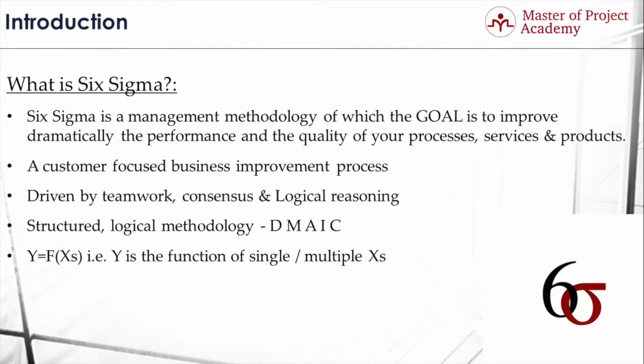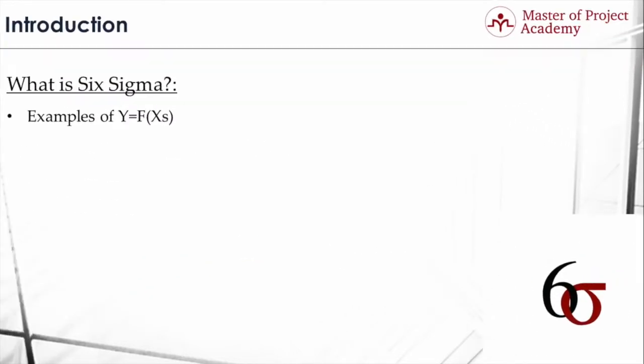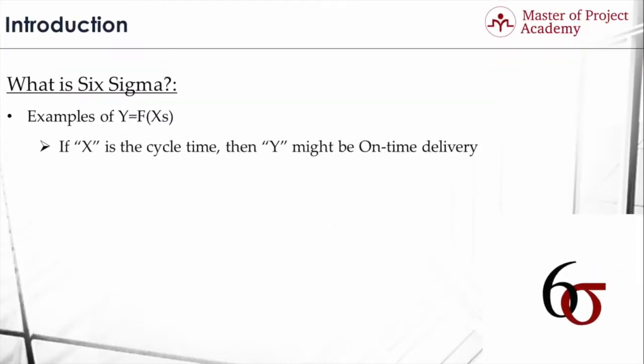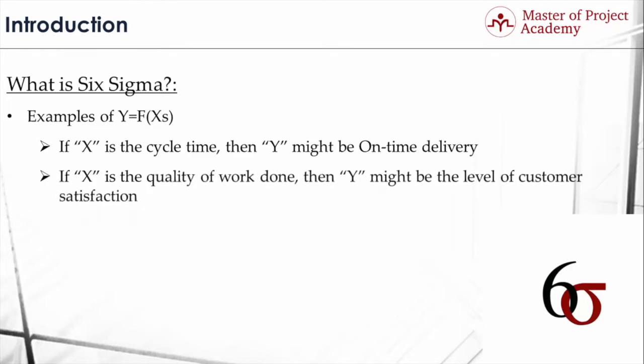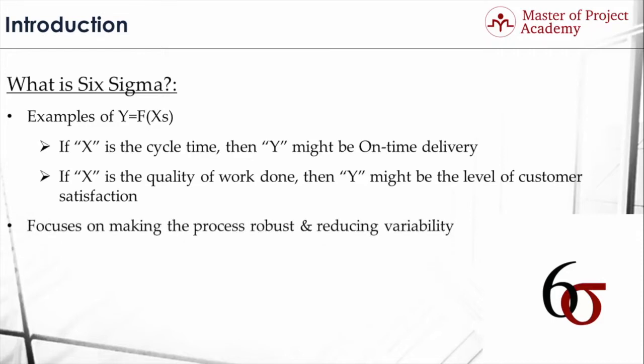At this stage, please remember that measuring x's and y's is not an end in itself. X's have to be connected or related to y's. Take a look at a few examples. For instance, if x is the cycle time, then y might be on-time delivery. Or, if x is the quality of work done, then y might be the level of customer satisfaction. Briefly, Six Sigma focuses on making the process robust and reducing variability.